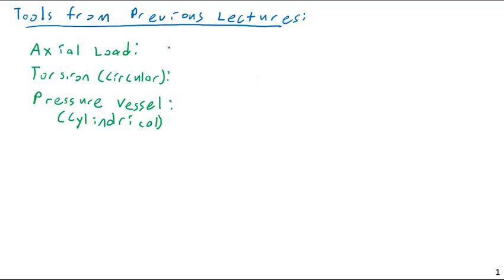So here, our normal stress from axial loading is simply P over A. Our shear stress from torsion, tau equals T rho over J. And in cylindrical pressure vessels we have longitudinal and hoop stress. Hoop stress, sigma H, is PR over 2t.